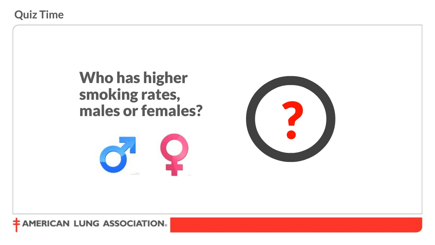Quiz time. Let's take a few minutes to answer a couple questions. Who has higher smoking rates, males or females? If you answered males, then you are correct. Men are more likely to be current cigarette smokers than women. More than 17 of every 100 adult men, or 17.5%, and about 13 of every 100 adult women, or 13.5%, currently smoke.